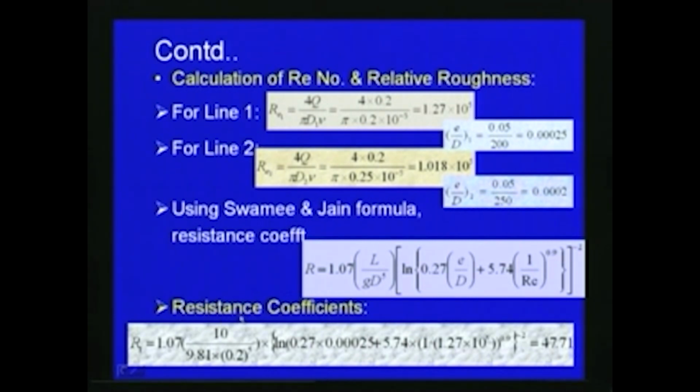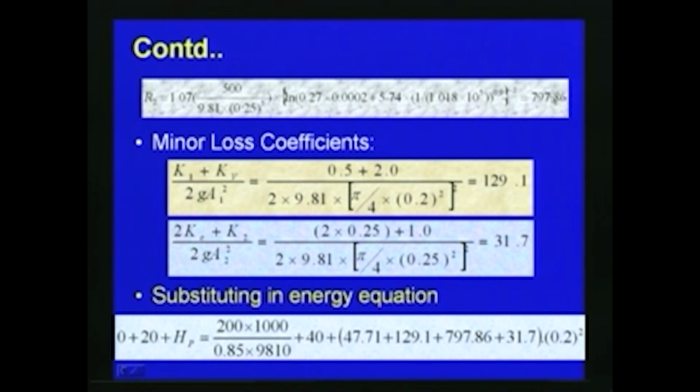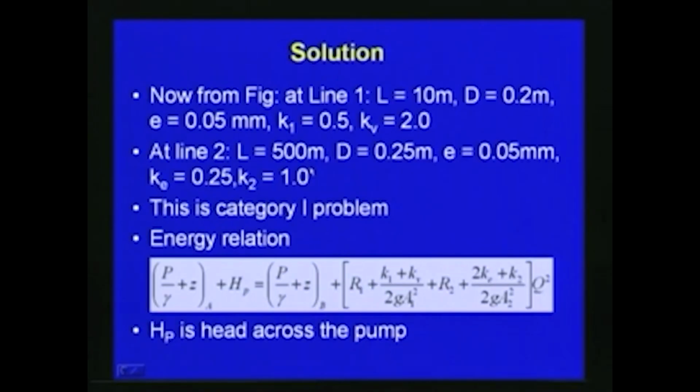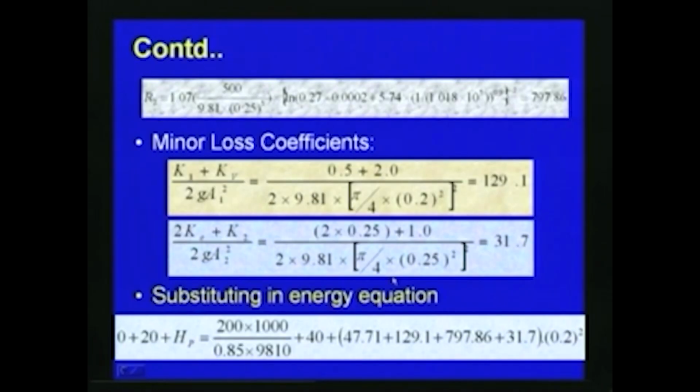Now if you use the Samy and Jain equation here, we can calculate the resistance coefficient for each pipeline. If you consider pipeline number 1, just substituting all the values, R1 will be obtained as 1.07 into length is 10 by 9.81 into 0.2 to the power 5 into natural log of 0.27 into 0.00025 plus 5.74 into 1 by the Reynolds number 1.27 into 10 to the power 5, all to the power 0.9 and again all to the power minus 2. So, we will get R1 as 47.71. Similarly, the value of R2 will be 797.86.